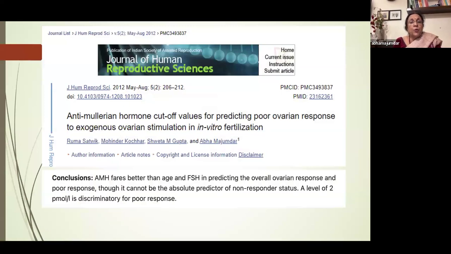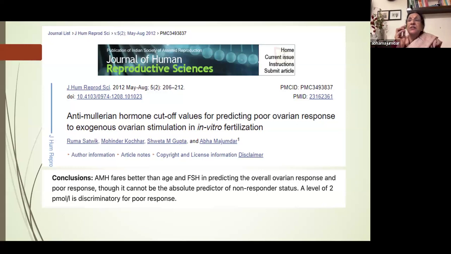Now we get on to our own article, which we did together when Ruma was a PG. This was published in the Journal of Human Reproductive Sciences in 2012: Anti-Mullerian hormone cutoff values for predicting poor ovarian reserve to exogenous ovarian stimulation in IVF. The conclusion was that AMH fares better than age and FSH in predicting the overall ovarian response and poor response, though it cannot be the absolute predictor of a non-responder status. We found a level of 2 picomoles, which if converted into nanograms would be maybe 0.1 nanogram, is discriminatory for poor response.